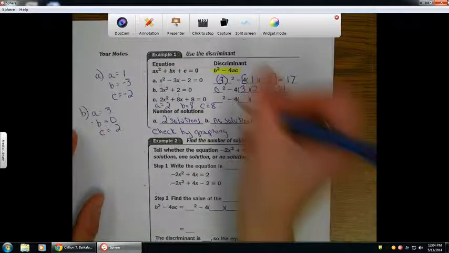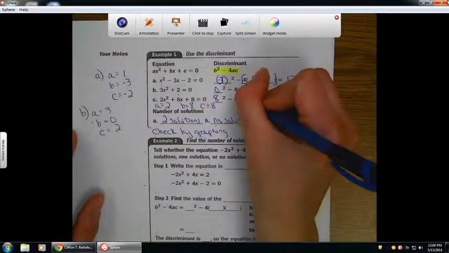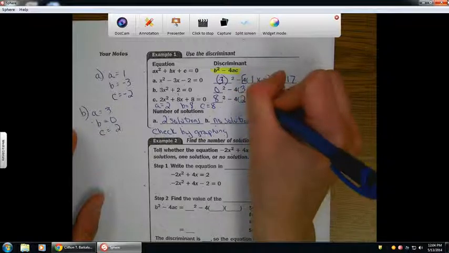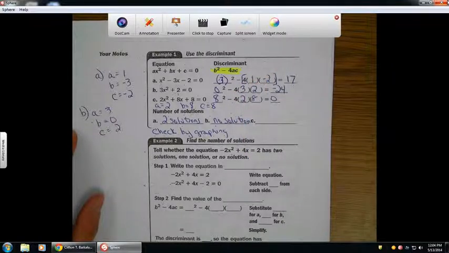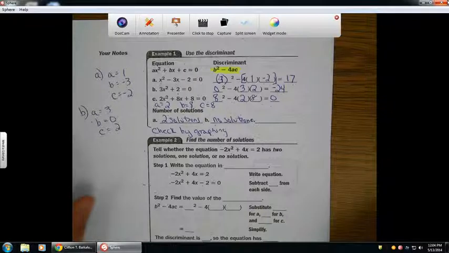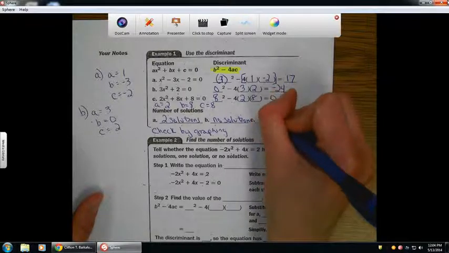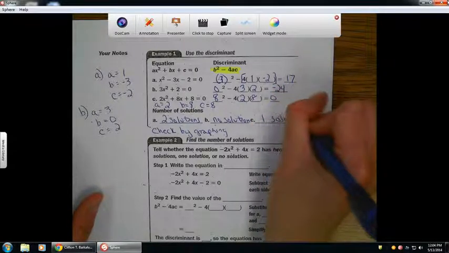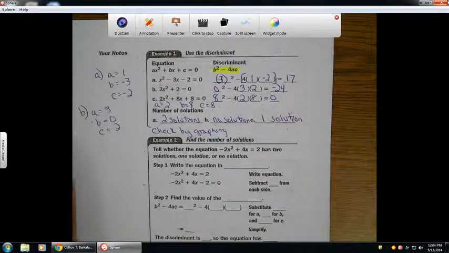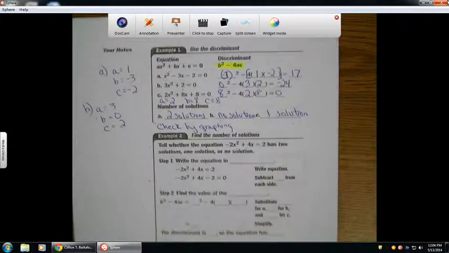When I plug it in, I have 8 squared minus 4 times 2 times 8 equals 0. Because the value of my discriminant is 0, I have one solution. And again, check your solution by graphing. All right, we're moving on to example 2.